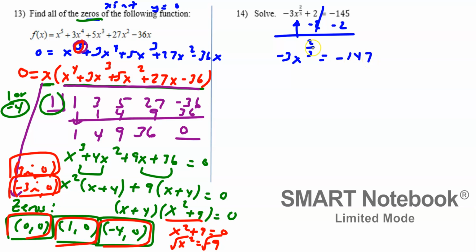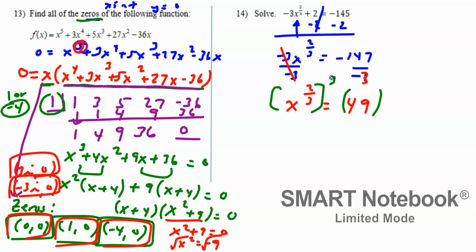Before you do anything with raising both sides to the reciprocal, I would really highly encourage you to divide by negative 3 next, because you want to make sure that x is by itself. So if you divide both sides by negative 3, you would get x to the 2/3 power equals a positive 49. Now what we can do is raise both sides of this equation to the 3/2 power, because over here, the 3's and the 2's cross out. But if I raise this side to the 3/2 as well, because whenever I do the one side, I have to do the other, we don't have anything crossing out this time.